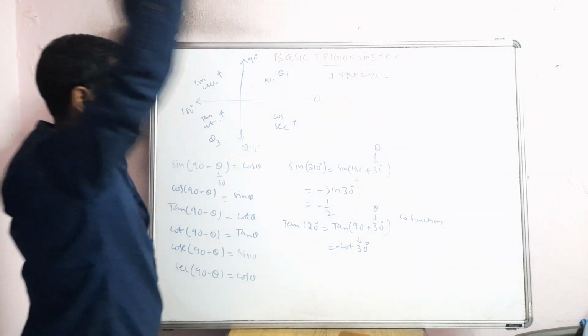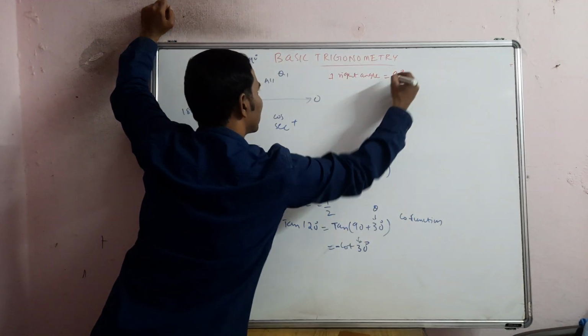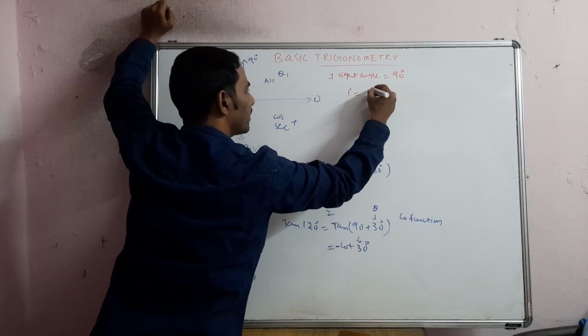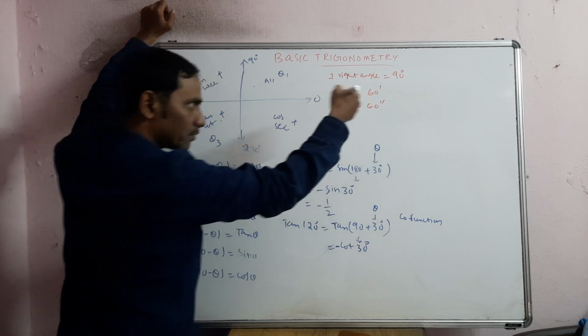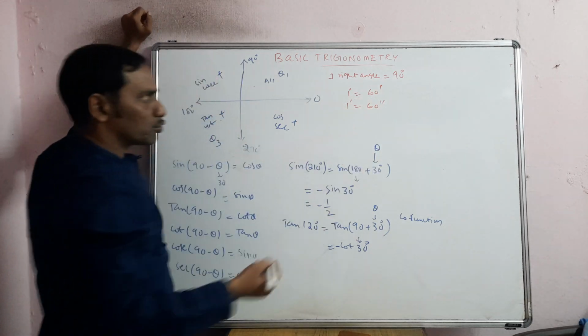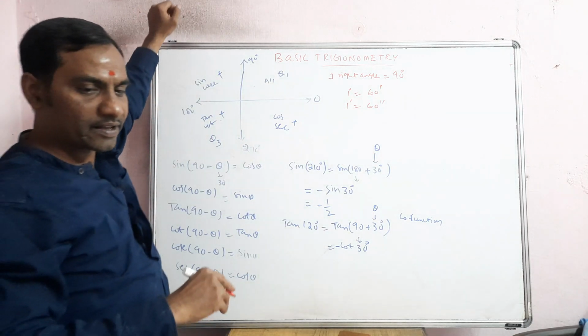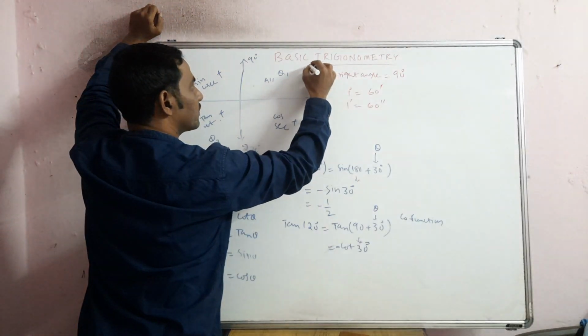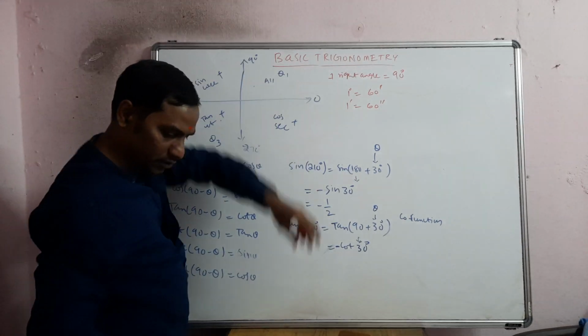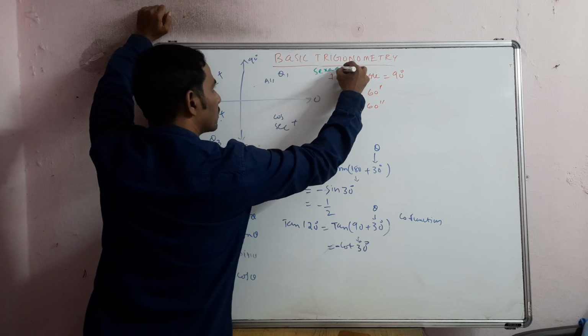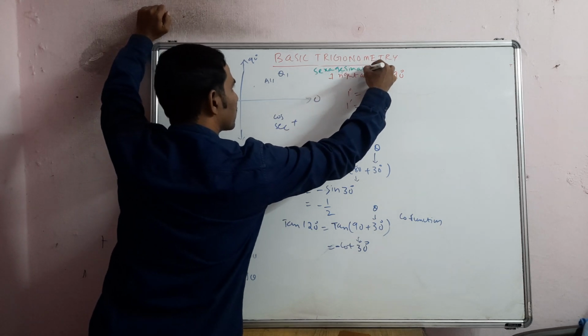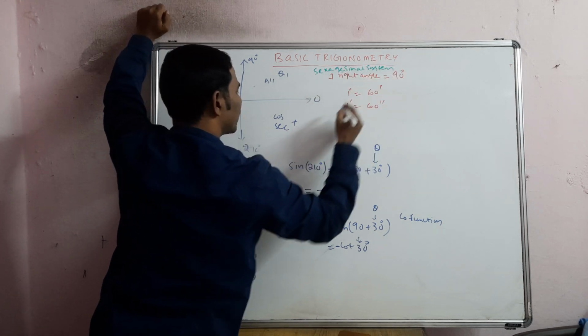See, one right angle is 90 degrees, and 1 degree is 60 minutes, and 1 minute is 60 seconds. One dash means minute, and two dashes means seconds. So this is called the sexagesimal system. I will change the pen so that you will understand. Just I will enter the values so that you will understand.